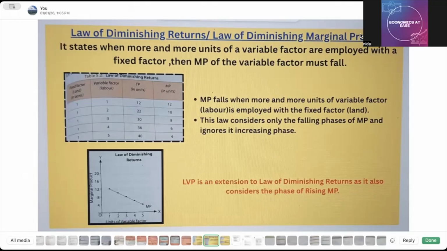Now you know the reason very well, and only this you have to draw. You only have to draw one slanting, downward sloping curve of MP. It should not go negative, but only downward sloping.